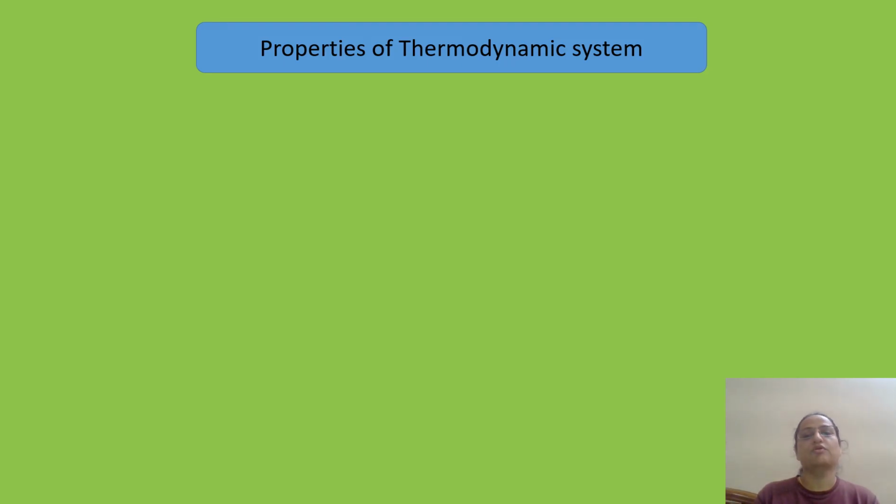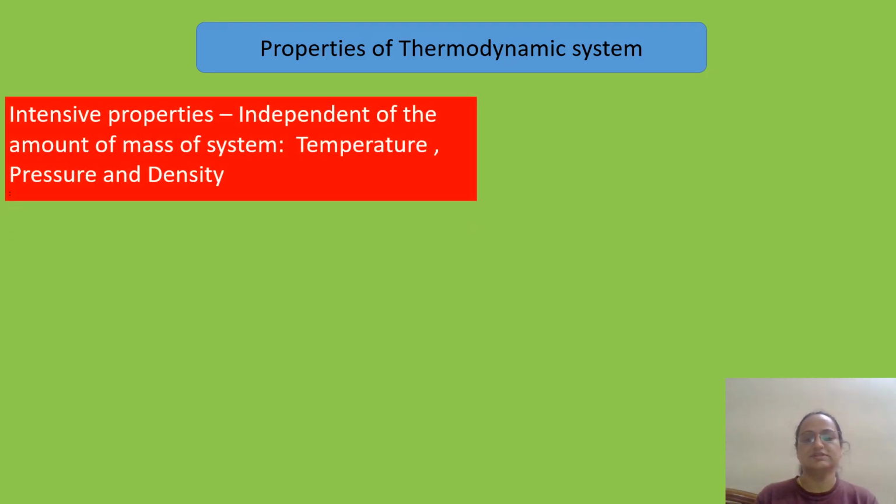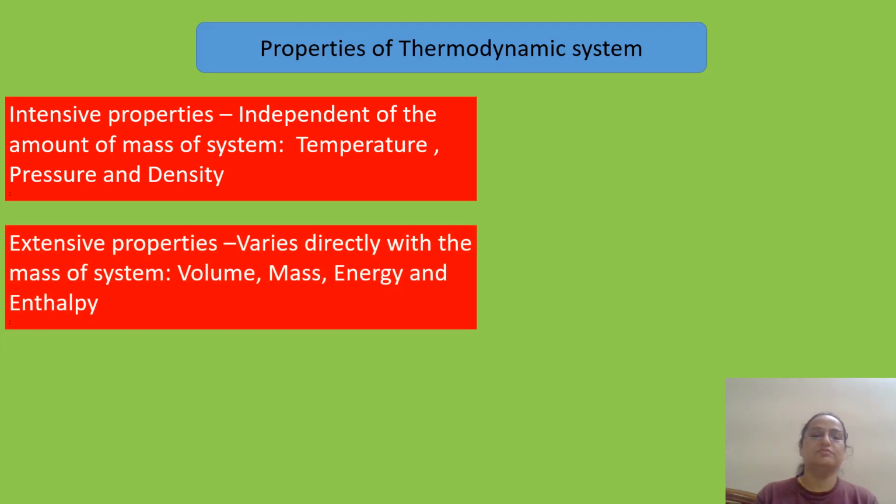Now comes the properties of thermodynamic system. Properties of thermodynamic system are divided into two categories. First one is intensive properties. Those properties that are independent of the amount of the mass of the system are known as intensive properties, like temperature, pressure, and density. Then comes extensive properties. Those properties that vary directly with the mass of the system are known as extensive properties, like volume, mass, energy, and enthalpy.